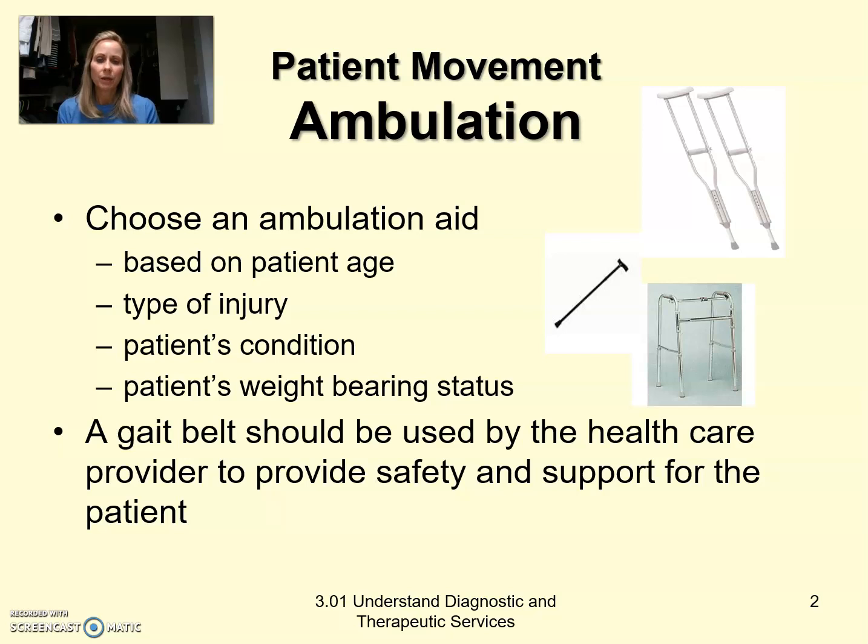Whenever we're choosing an ambulation aid, we need to make sure that we base it on the patient's age, the type of injury they have, their condition, and their weight-bearing status. As far as their age, we don't typically give crutches to older people because it takes a lot of upper body strength and a lot of balance. And we wouldn't give a cane most likely to a younger person if they can use crutches instead.